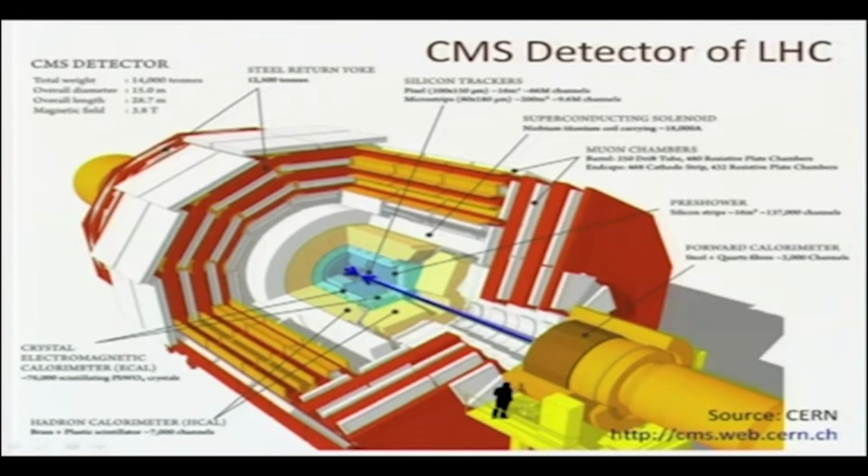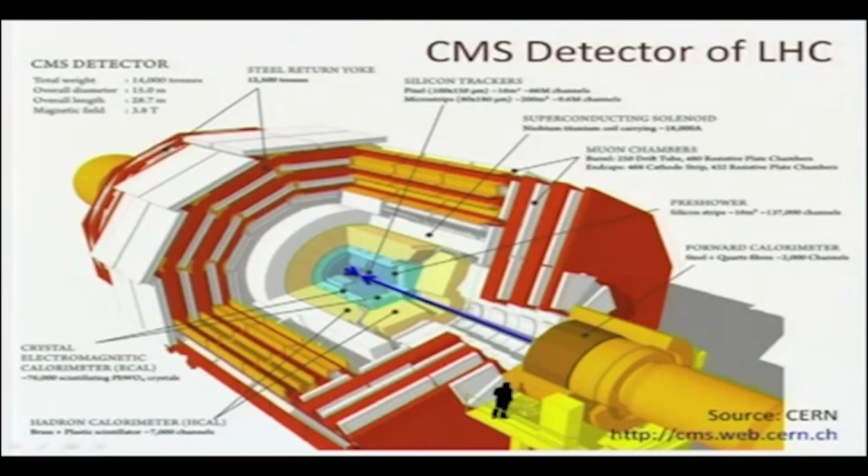There are many such microstrips arranged in these silicon trackers, and you have to provide a magnetic field to make the charged particle bend one way or the other, so that we know the type of electric charge it has.